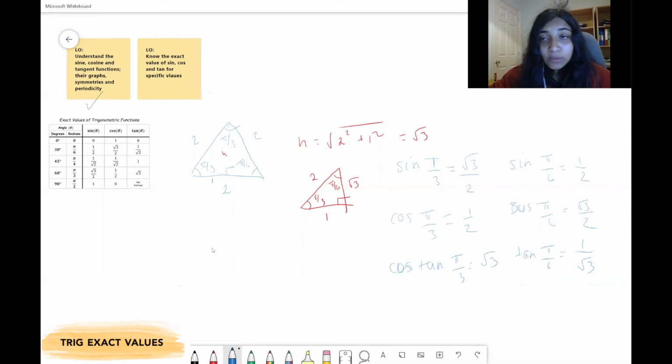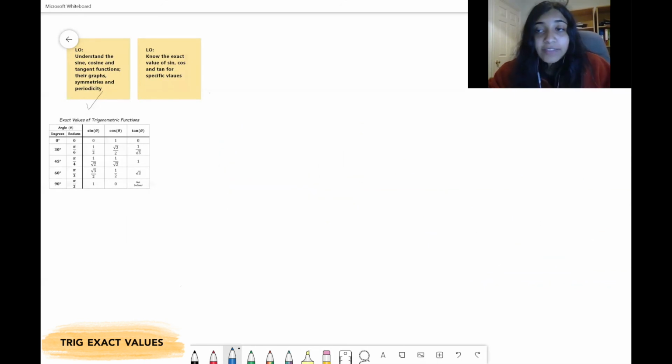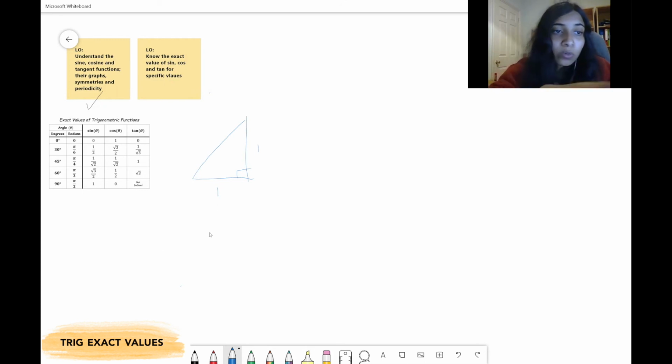So now let's move on to the other values. The last angle that you need to do the values for is pi over 4, or 45 degrees. To do that, you just want to draw a right angle triangle with both sides being 1 and 1. And because it's a right angle triangle, you know that both of these angles are equal to 45 degrees or pi over 4.